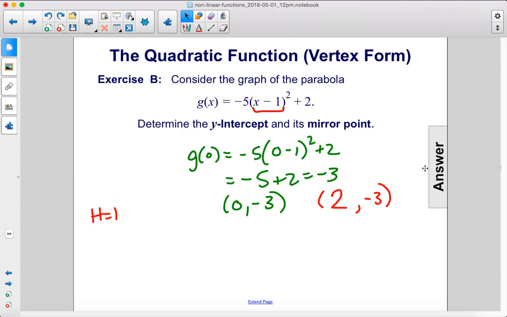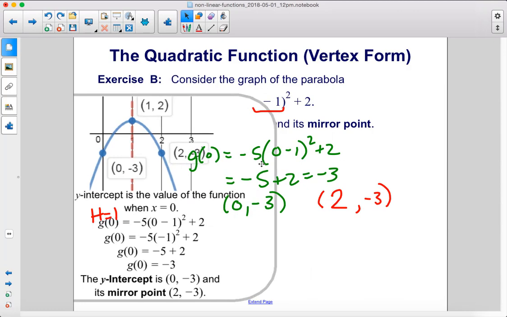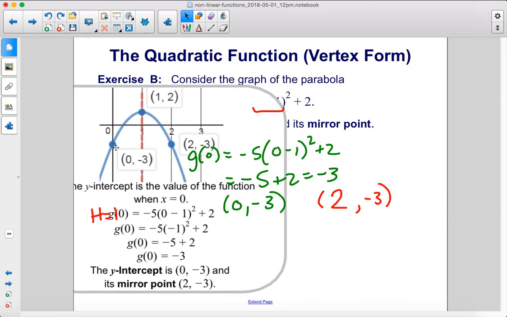So we can visualize that here. Alright, so this is what our parabola looks like. It's downward facing because a is negative. We have our y-intercept at 0, negative 3, and its mirror point is 2, negative 3, because if our y-intercept's here, our axis of symmetry is at 1, therefore the mirror point would be at 2.